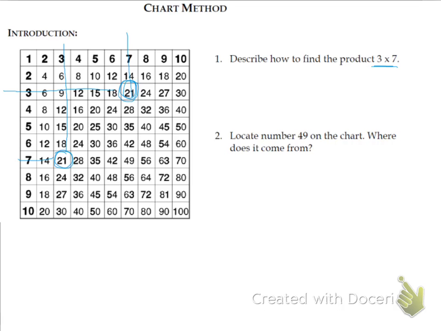If I were to circle a different number, so if you see here, 49 is right here. And that's the product of 7 times 7.